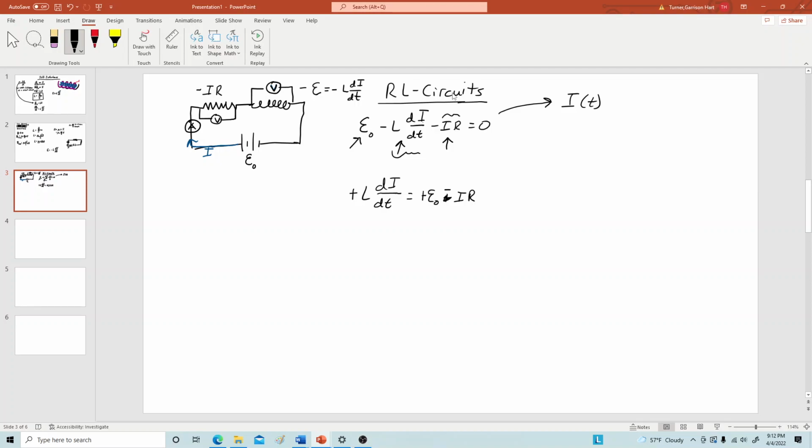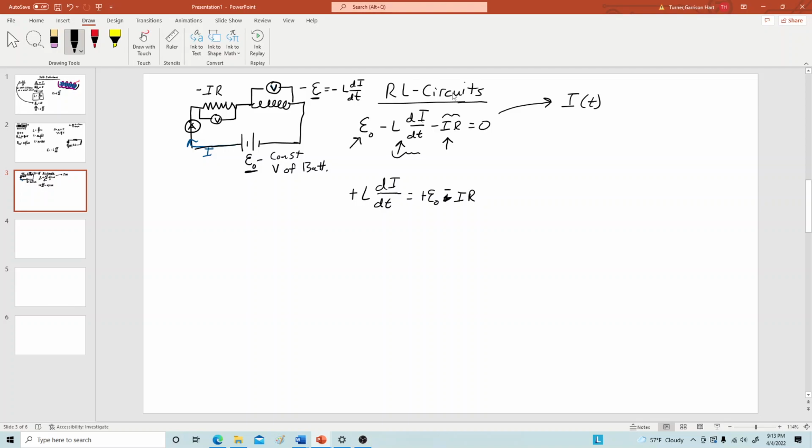And I can't say that I love this notation because epsilon naught here is the potential of the battery. It is not the permittivity of free space. But I don't like using just generic epsilons either, because a generic epsilon for the potential of my battery could get confused for the induced potential across the inductor, and I don't like that. So understand that this is the constant potential of the battery, not the permittivity of free space.